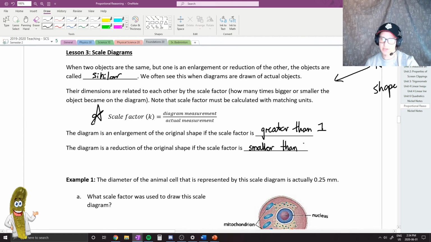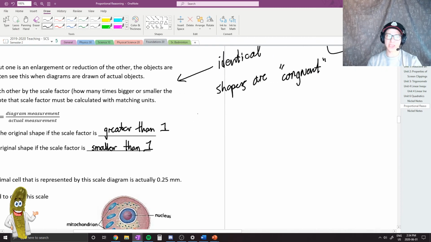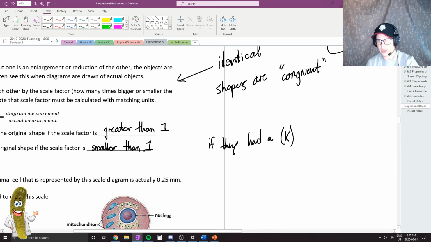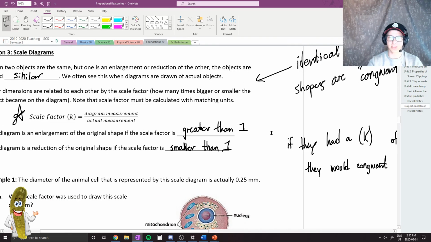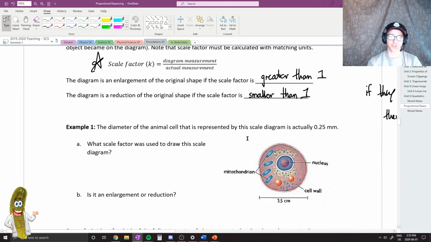Now, I didn't put is equal to 1. The reason I didn't put equal to 1 is that if they had a scale factor, which is k, if they had a k of 1, they would be congruent. So they would neither be an enlargement or a reduction, but they would be actually congruent. They would be the same shape. And there would be no reason for us to ever talk about the scale factor if it was the exact same size, the drawing as the actual object or whatever we're comparing.